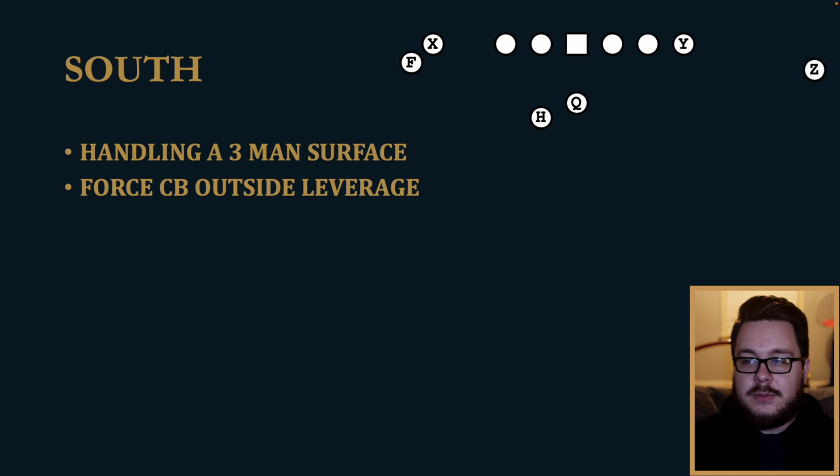Run mesh, run spacing. You can run smash with the F on an out route and the X on a corner. 3-man snag with the H taking the flat and the F running the sit and the X on the corner. You can run X cross like you would Y cross, with the X on the crosser and the F on a wide and dig. So all the same concepts that you're probably running with your regular split receivers, you can adapt most of them to fit this formation.